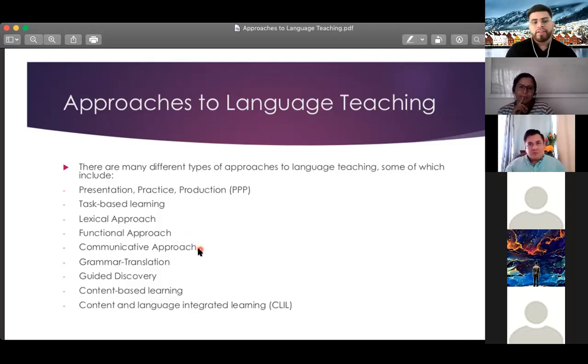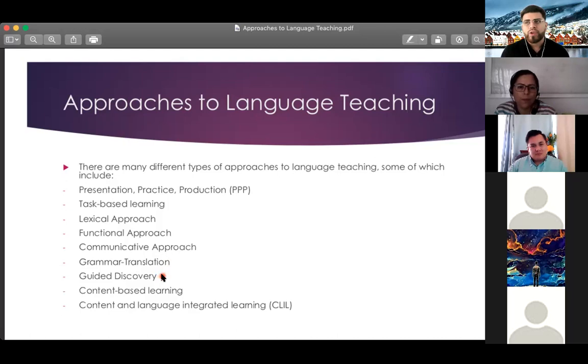The communicative approach, well, it says it in its name. The main purpose is to communicate, to write, to read, to listen, and to speak. You're focusing on the skills, okay? Not so much on the accuracy. All you care about is communication, okay? Fluency. Grammar translation, well, that one's easy. You translate from Spanish to English, from English to Spanish, and that is how they learn.